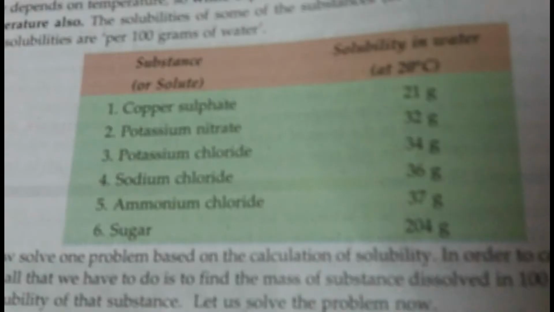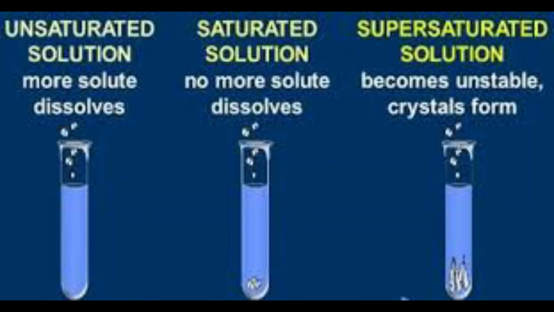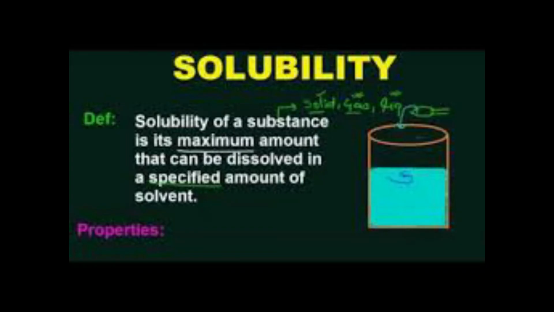For example, copper sulfate can be dissolved 21 grams, potassium nitrate 32 grams, potassium chloride 34 grams, sodium chloride 36 grams, ammonium chloride 37 grams in 100 ml of water, children. This is all. And sugar can be dissolved 204 grams in 100 ml of water.